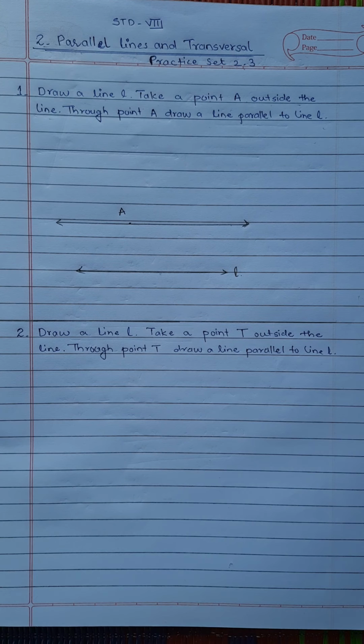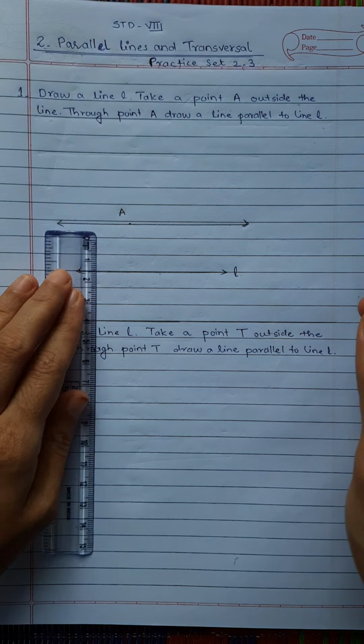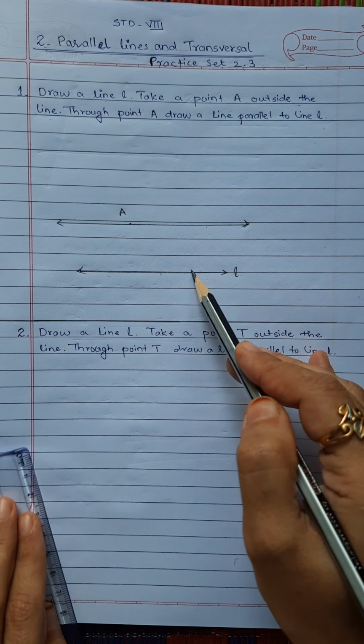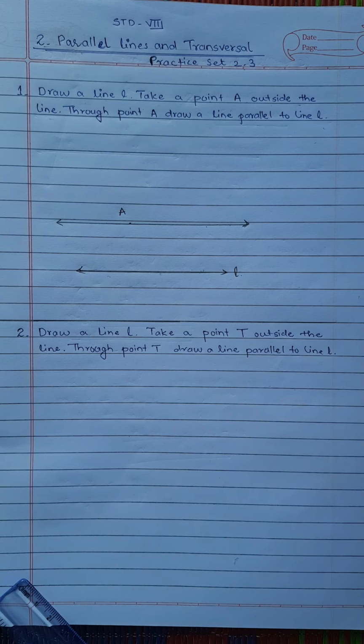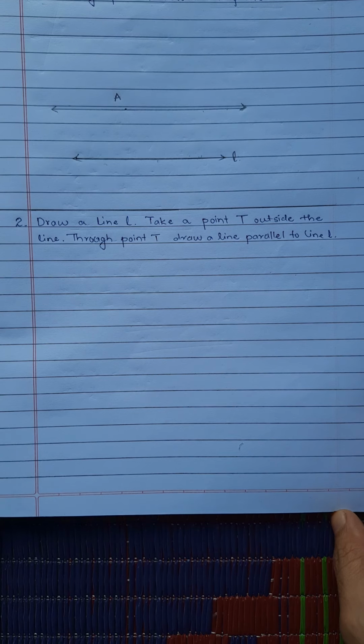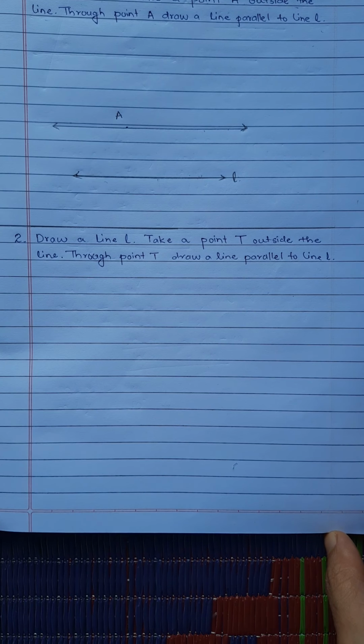The other line formed is parallel to line L. You can check whether the length in between is equal or not. If it is equal, the lines are parallel. Okay, so that's it about question 1. We'll go for question number 2 here. This is also the same question.